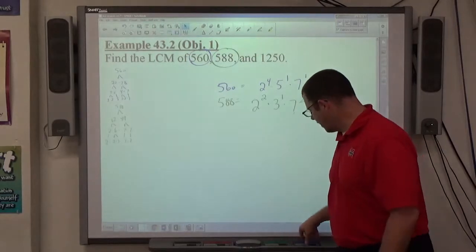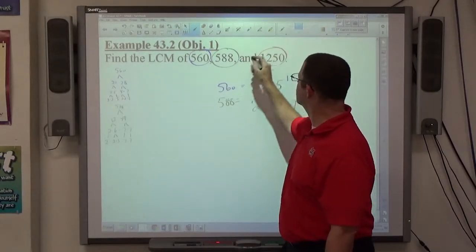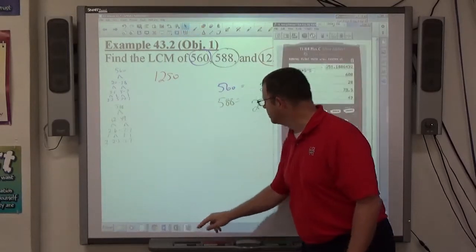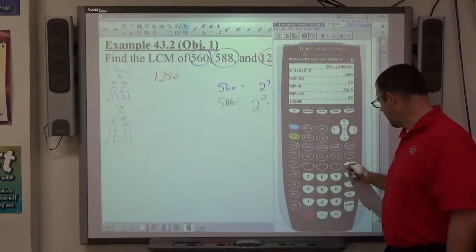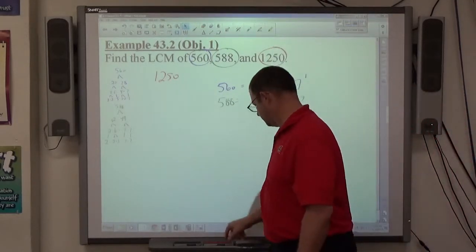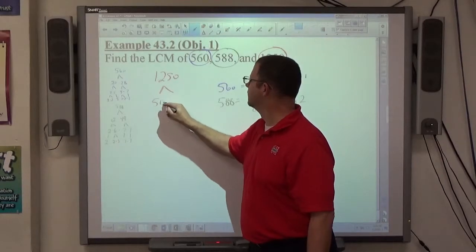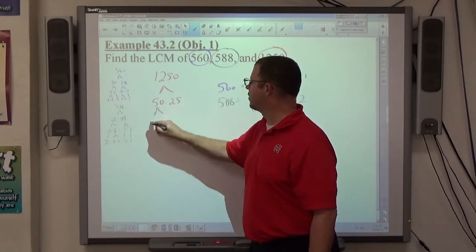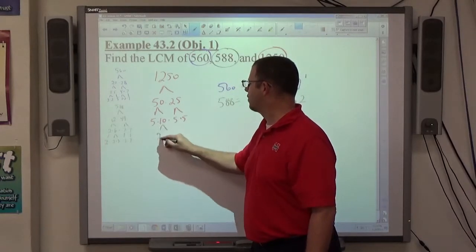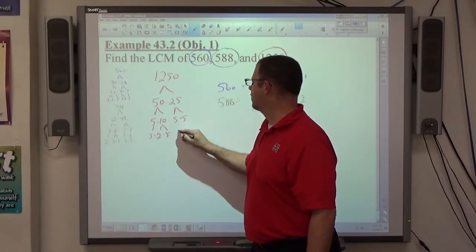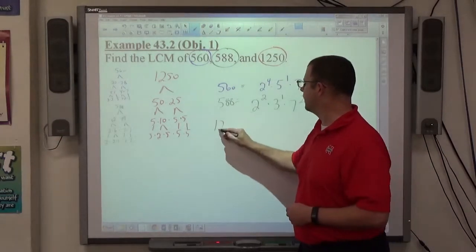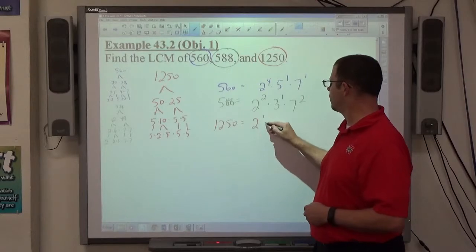And then finally, 1250. I can see it ends in 50, so divide by 50. So 1250 divided by 50 comes out to 25. So 50 times 25. 50 is 5 times 10. 25 is 5 times 5. 10 is 2 times 5. 5 and 5 and 5 are all prime. So altogether I get 1250 is equal to 2 to the 1st times 5 to the 4th.